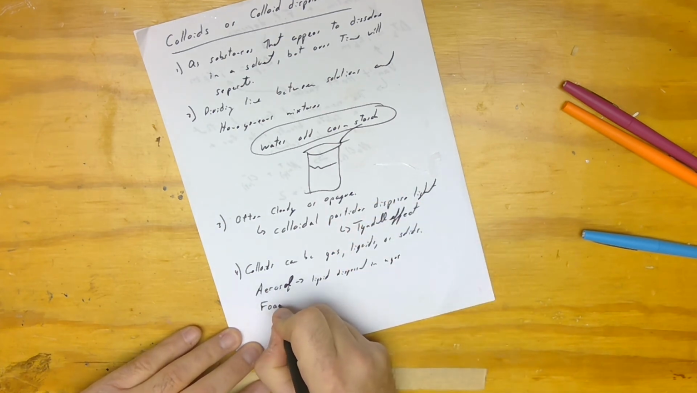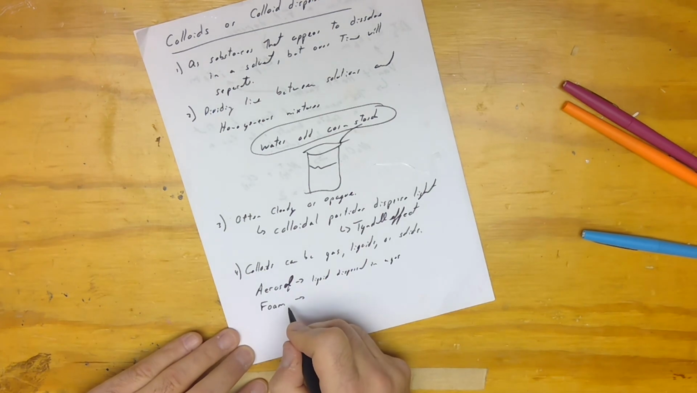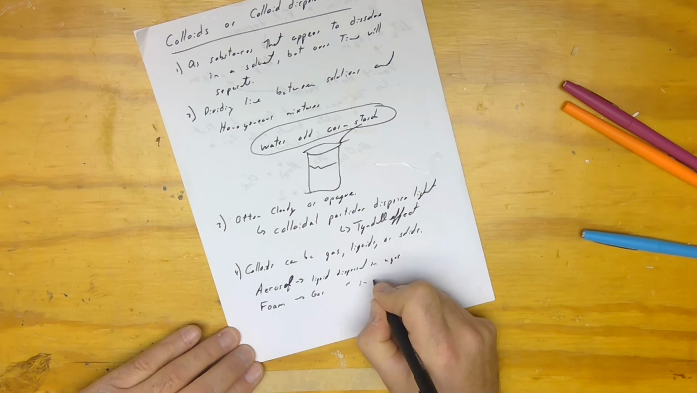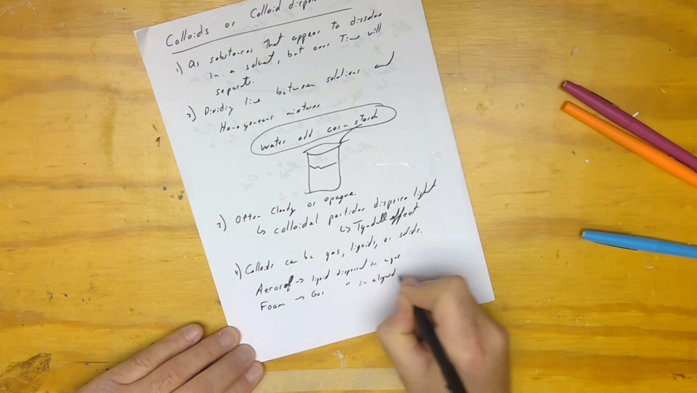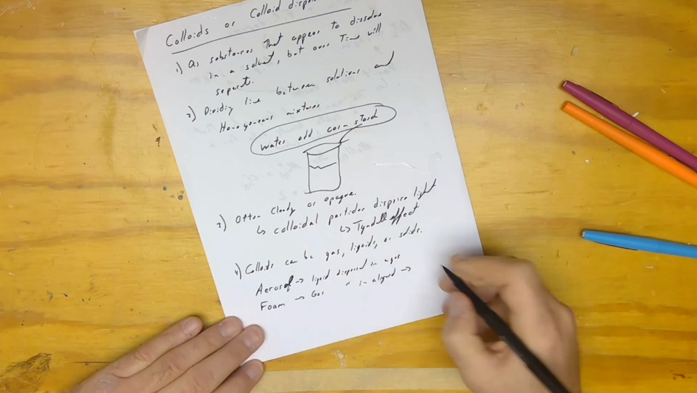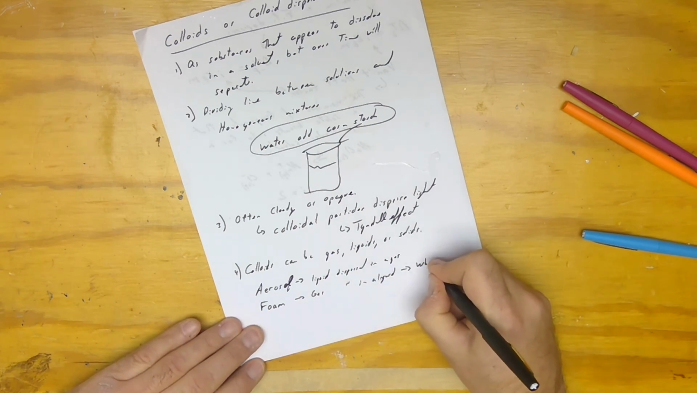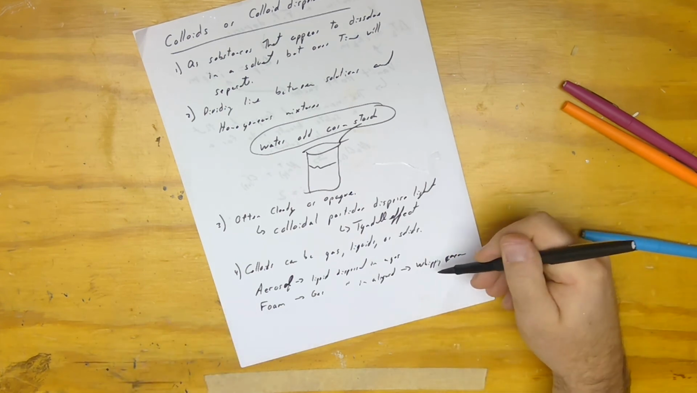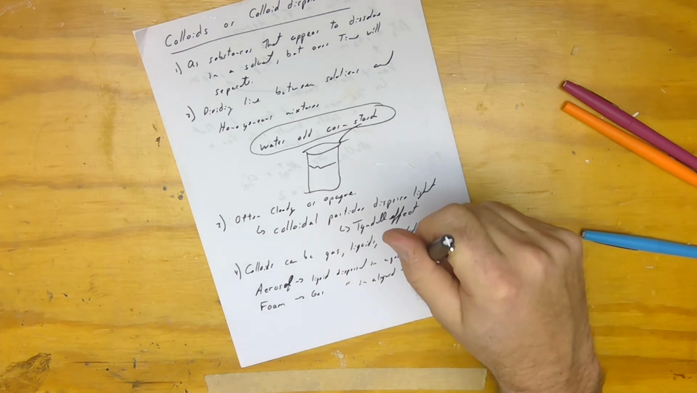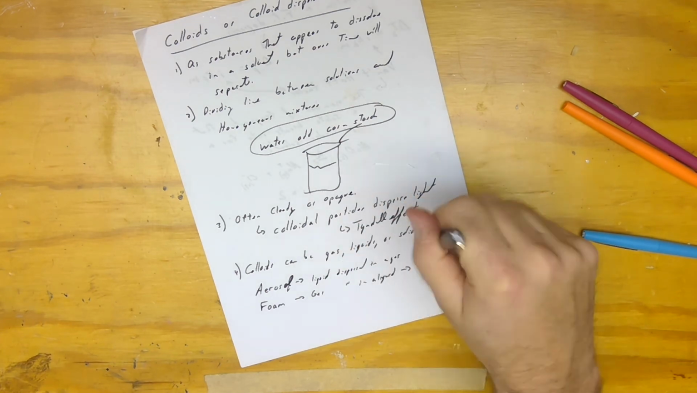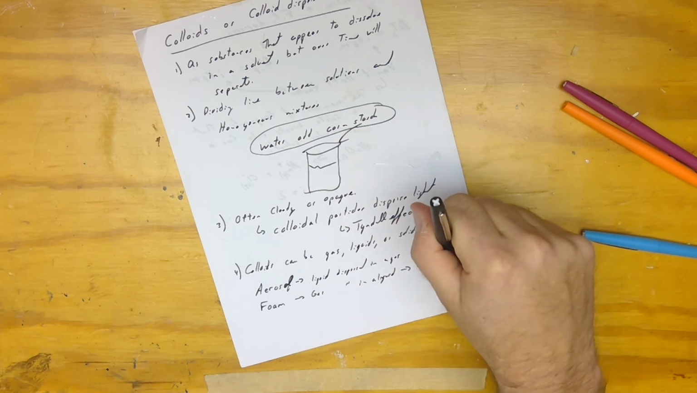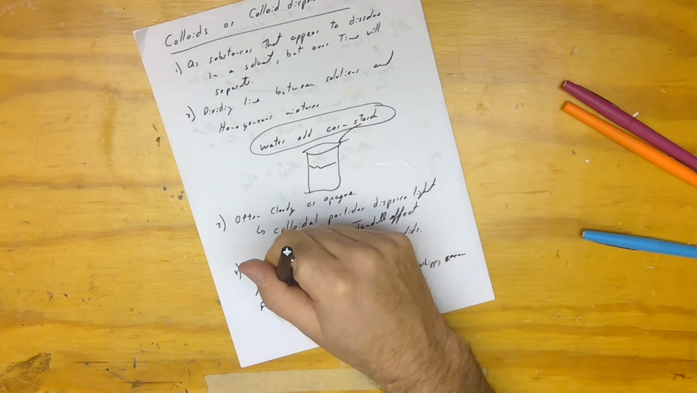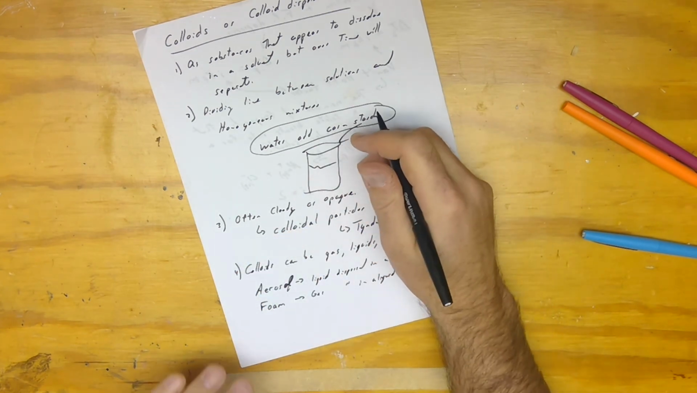Foam. This is when gas is dispersed in a liquid. An example of a foam would be whipping cream. When we make whipping cream, we take that heavy cream and we beat it. What we're doing is adding air into that liquid, and it actually is a colloid. So a foam is an example of another colloid.